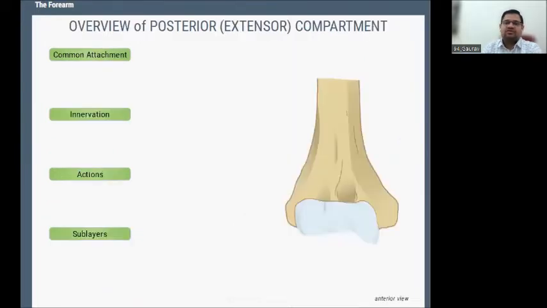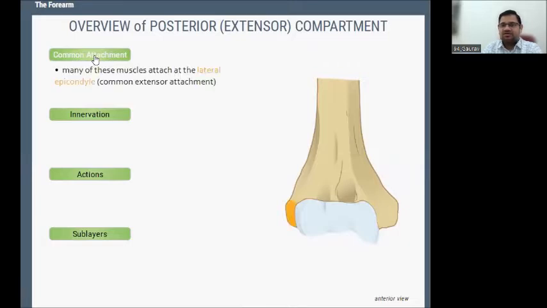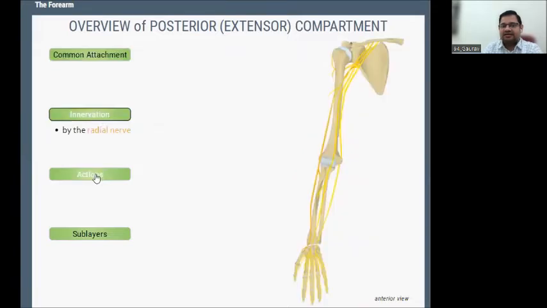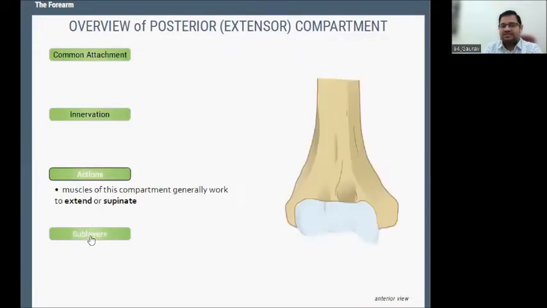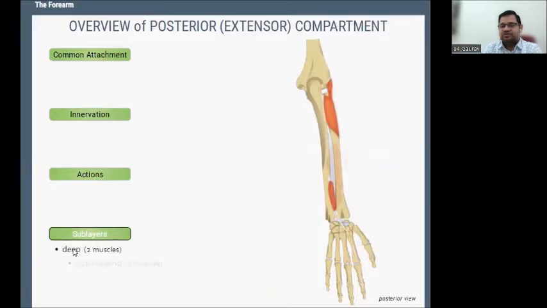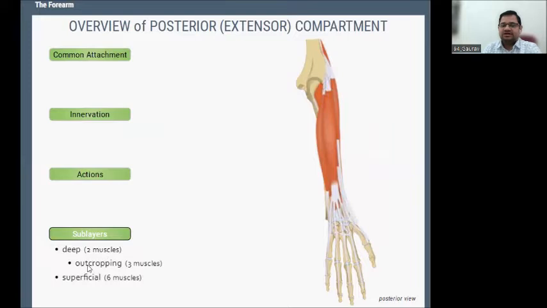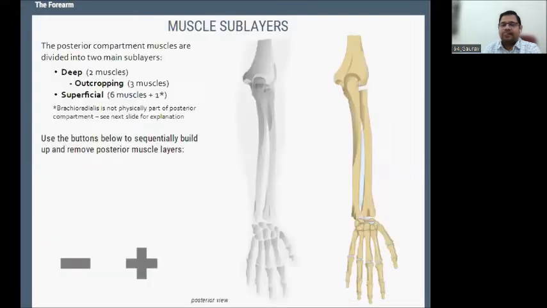Next comes the overview of the posterior compartment. So the common attachment, as already shown, will be the lateral epicondyle. Nerve supply will be the radial nerve. Action will be extension or supination. And there are sublayers. This group is divided into three parts: deep, two muscles; superficial, six muscles; and outcropping, three muscles. We'll talk in detail in the next slide.